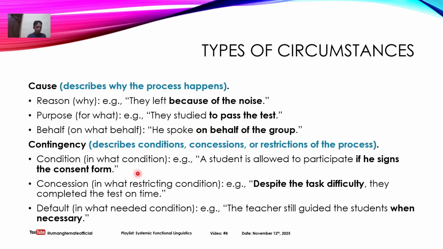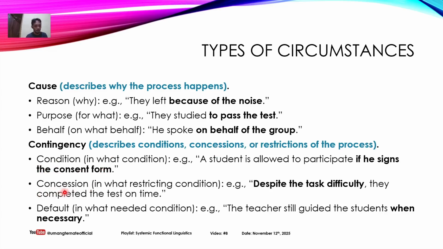Contingency describes the conditions, concessions, and restrictions of the process. So the circumstances of the process, like the condition itself, the condition as the circumstance, like the student is allowed to participate if, so the keyword is if he signs the consent form.